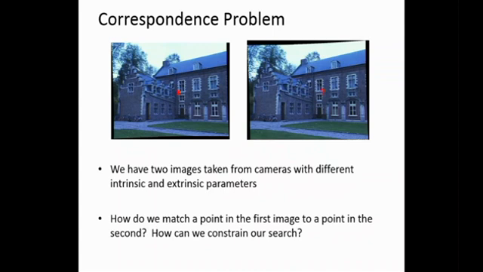So we need some way to constrain our search. Ideally, we don't want to have to search over every single pixel in the other image. If we know some relation between the cameras, then maybe we can constrain the set of possible pixels where the corresponding point can lie. And that's what the epipolar geometry and the epipolar constraints give us. So here's the setup for stereo, or for two-view geometry, epipolar geometry.